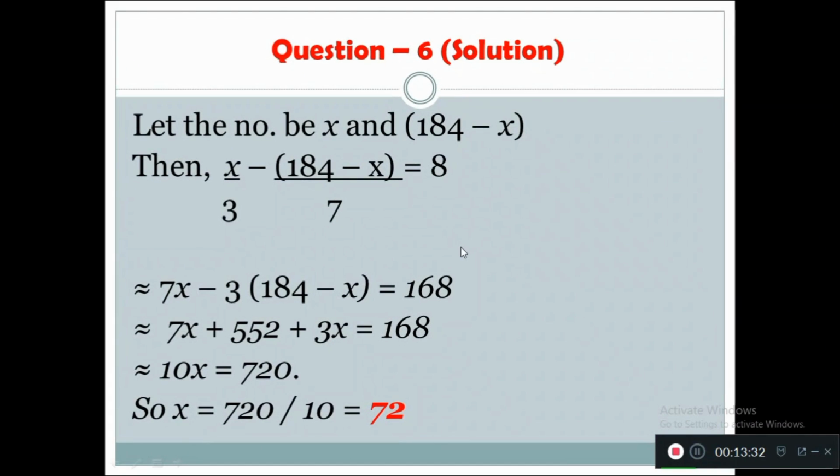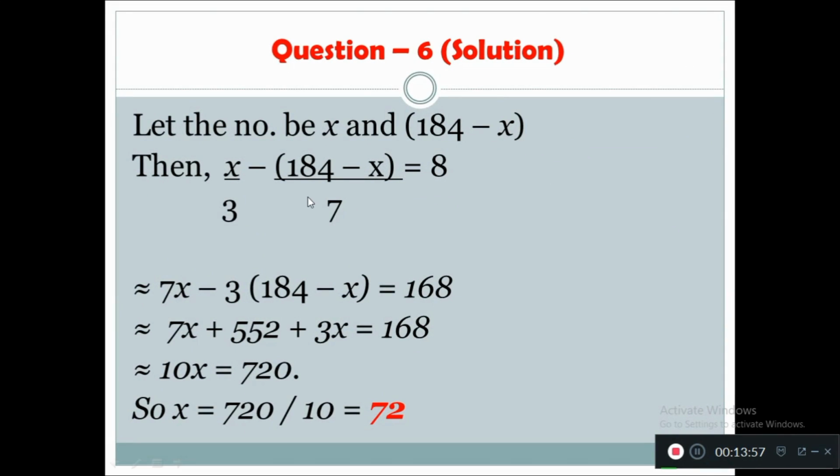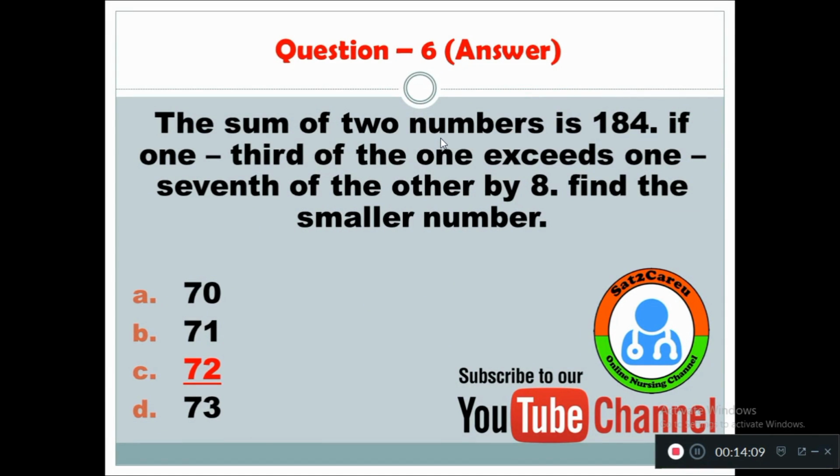So listen here. Let the numbers be x and 184 minus x. So we have two numbers. Now how we can write this? Then x upon 3. So x upon 3 is nothing but, you can see 1/3 of the one exceeds 1/7 of the other. So this is the meaning which we are getting here. That is, this is going to be less than this number. This is 184 minus x. That will be 1/7.